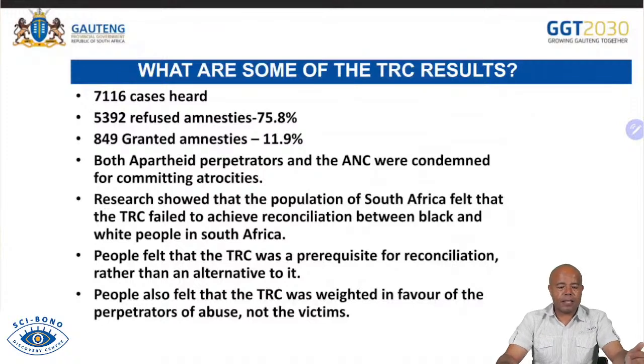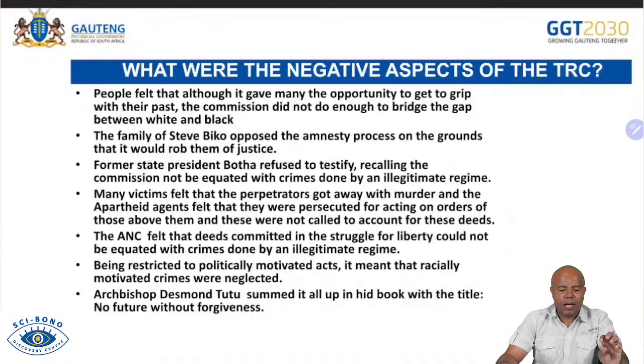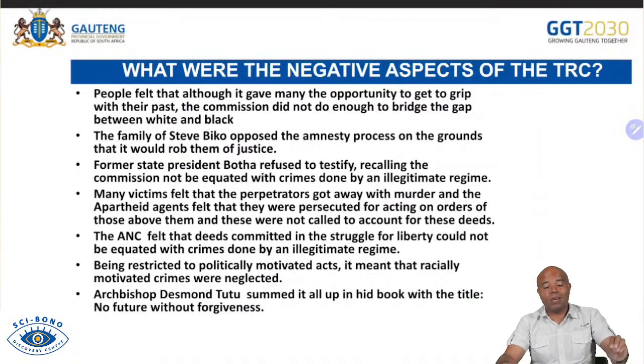Then, lastly, people also felt that the TRC was weighing in favor of the perpetrators of abuse, not the victims. So it means what they were saying here is that the perpetrators were seen already as the guilty party even before the trial occurred. And what happened is that some of the major people refused to attend the TRC, basically. And this brings us now to the negative aspects of the TRC.